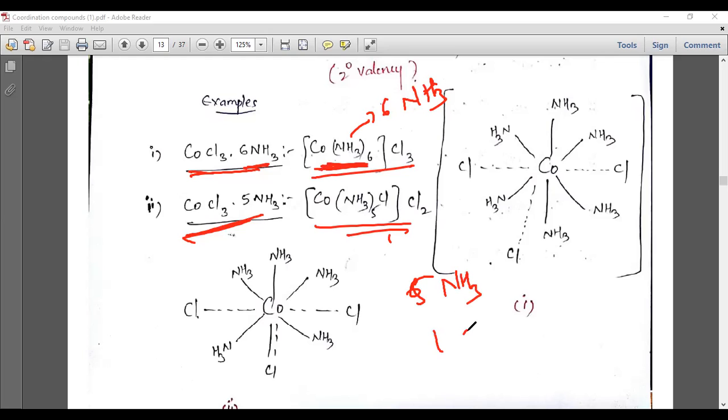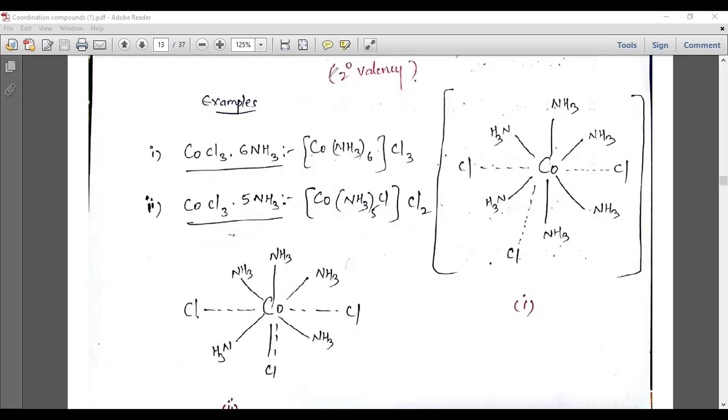5 ammonia ligands are there, and 1 chlorine is there. That means you should understand here the coordination number is not changing, but the ligands are changing. We can change the number or the different types of ligands, but the coordination number will not change. Here the coordination number is 6, so definitely it is fixed. That is, 6 is our coordination number.